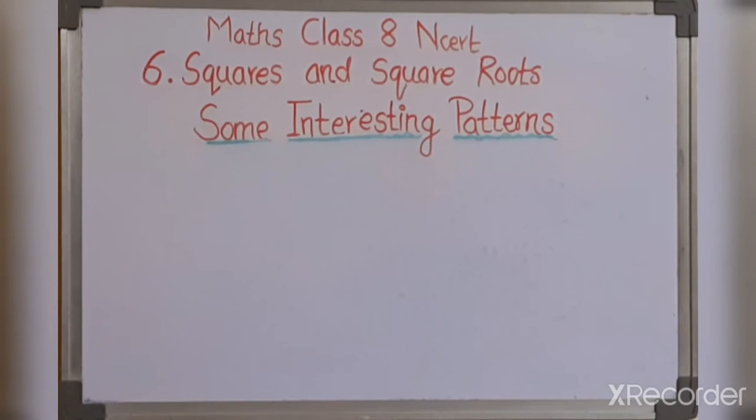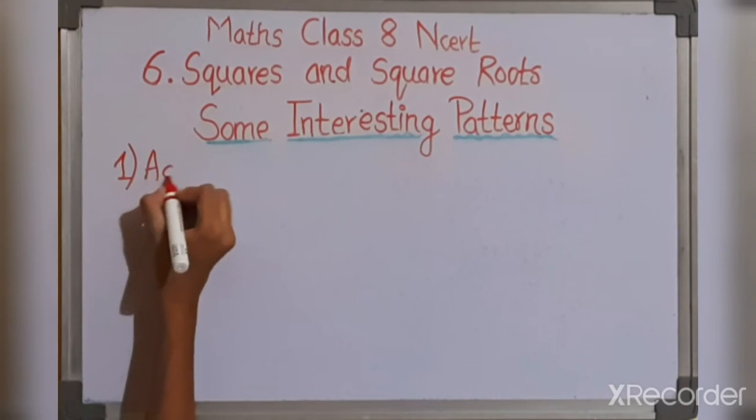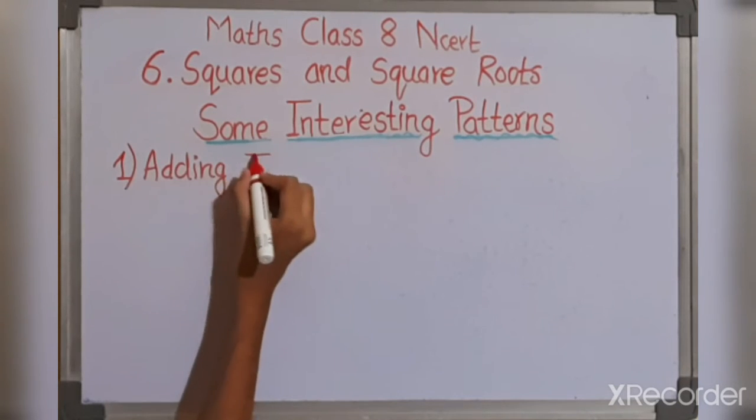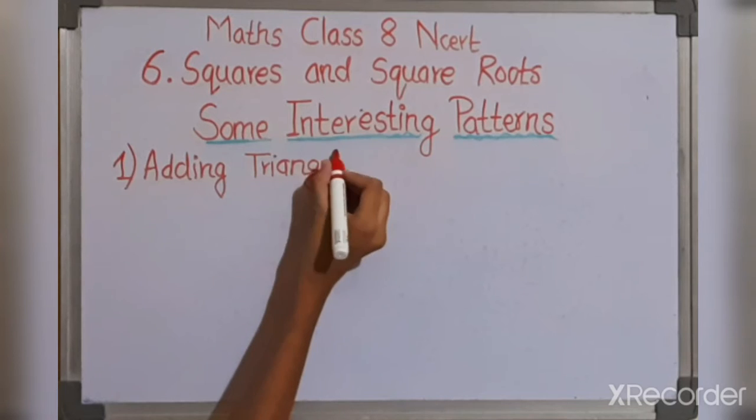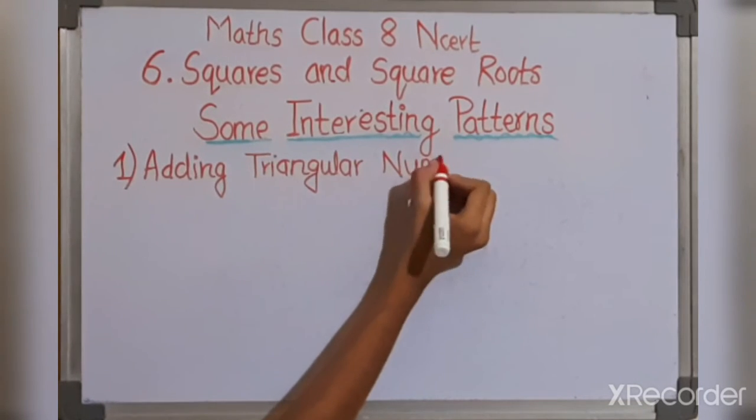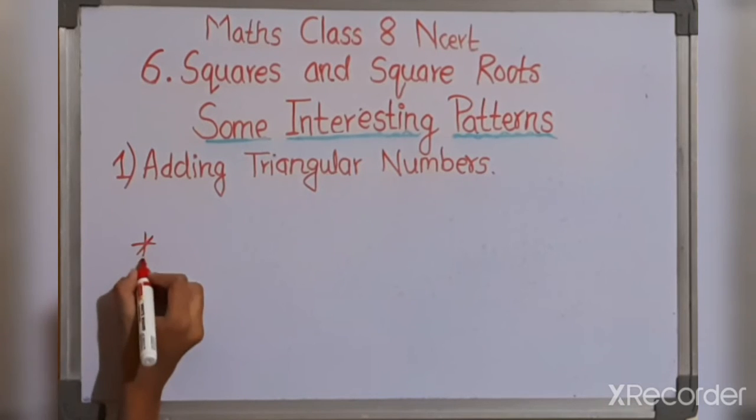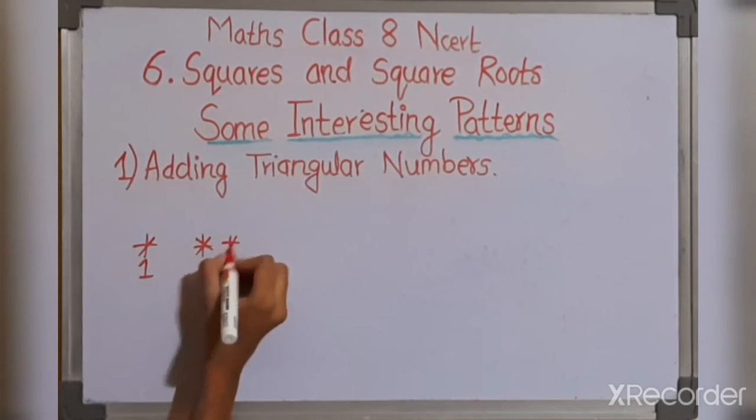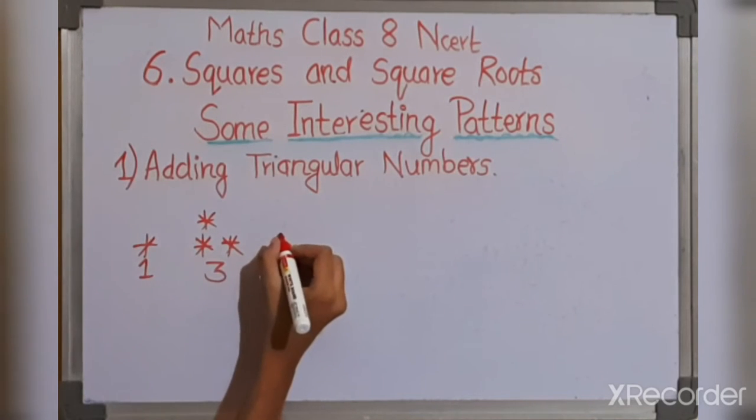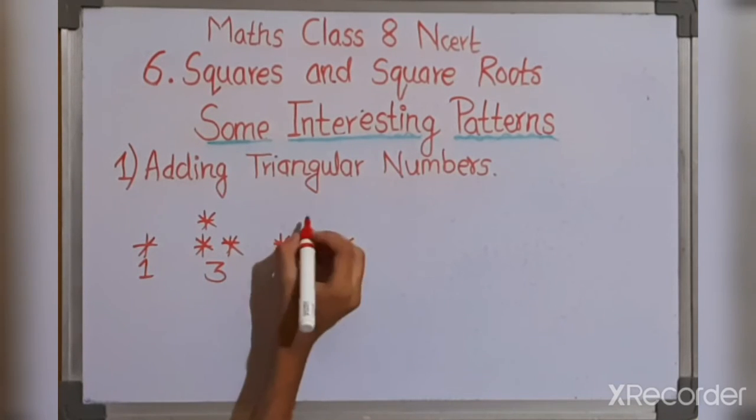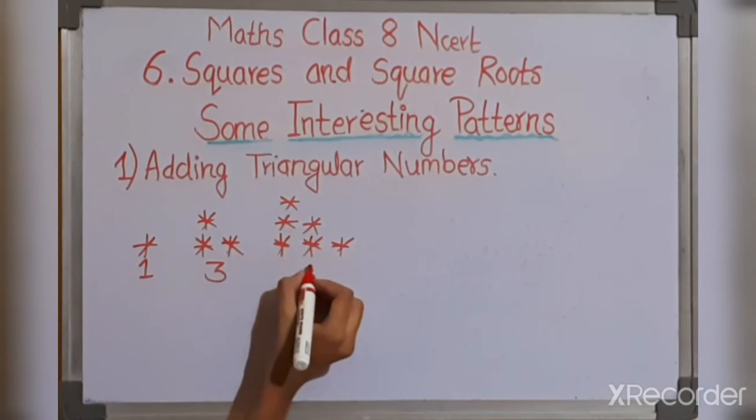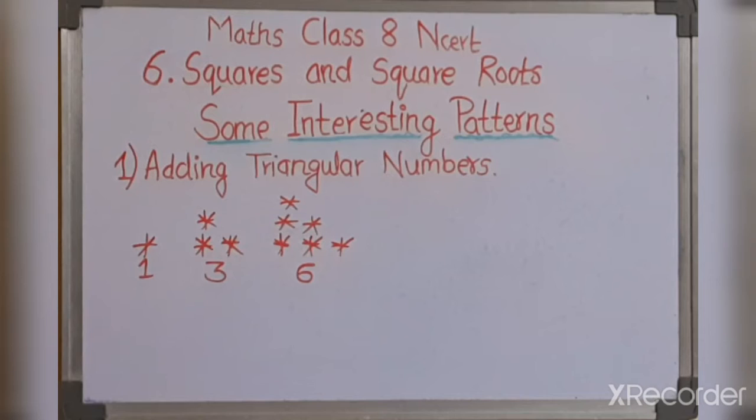So the first pattern is adding triangular numbers. You might have heard the term triangular number in your earlier classes. The term triangular number means the numbers whose dot patterns can be arranged as triangles. Such as this one. Then comes 3. Then next comes 6. So here we see that the patterns of dots we have arranged here give a triangle. Like 1, 3, 6, 10, 15. Here we are getting the triangles.